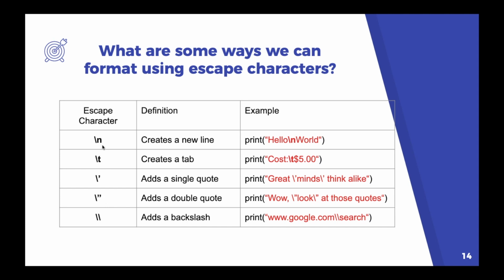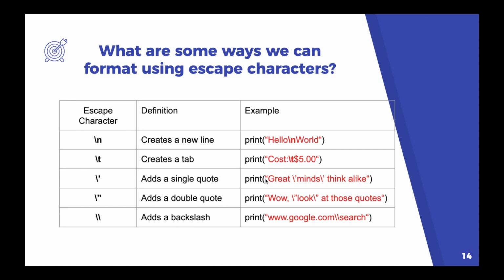One is called \n, and it creates a new line in the middle of the text. And so hello world, instead of it being on one line, it'll say hello and then create a new line and put world on a different line. And so I'll practice that. Then we have the \t, which creates a tab. If I wanted to print the cost, a tab just creates about 4 spaces between cost colon and the amount. So we're going to add a \t to just space it out, but not put it on a different line.